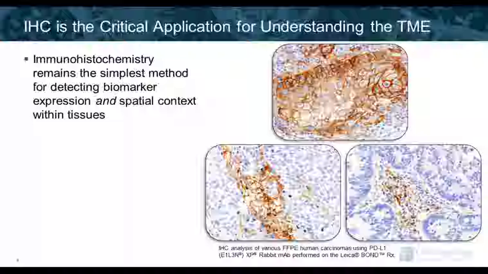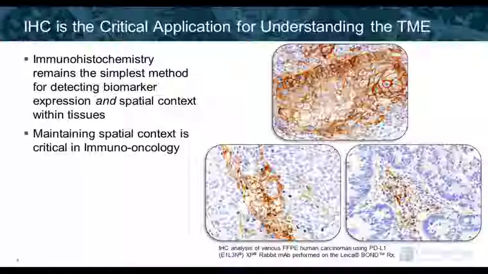IHC remains the critical application for understanding the tumor microenvironment, as it allows researchers to detect biomarker expression while maintaining the spatial context within tissues. This is crucial for looking at variables such as co-localization of certain biomarkers, along with the proximity of different cell types to one another. Not only can we simply phenotype immune cells within the tumor microenvironment by IHC, but we can also get an understanding of what compartment they are residing in.